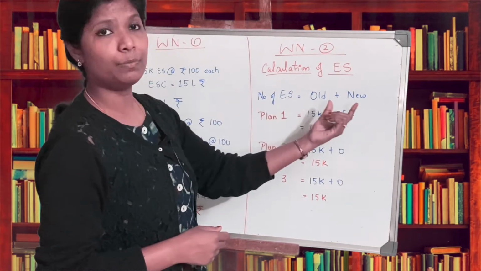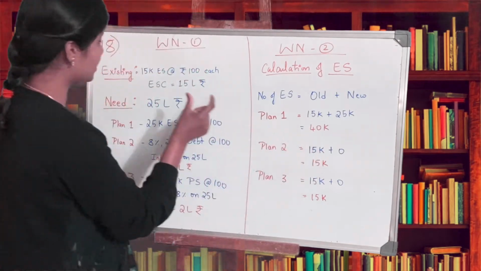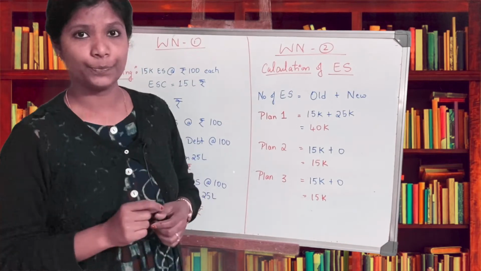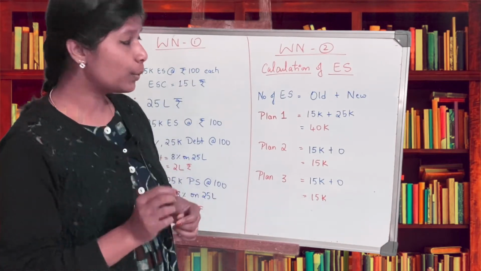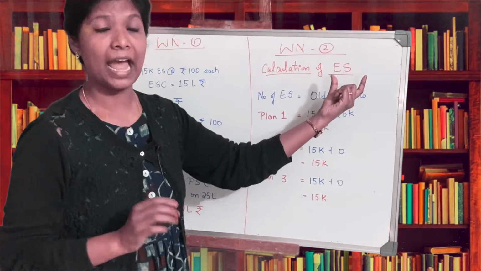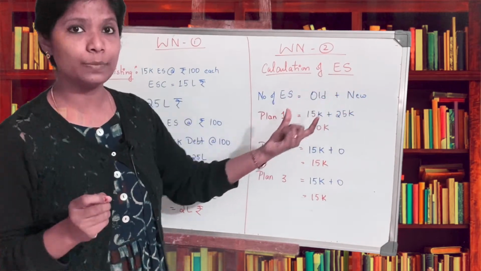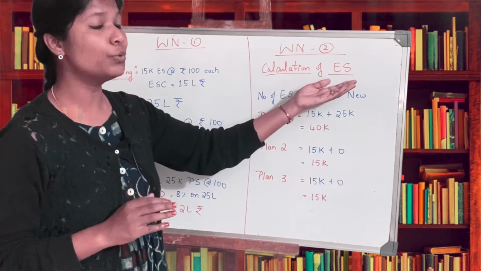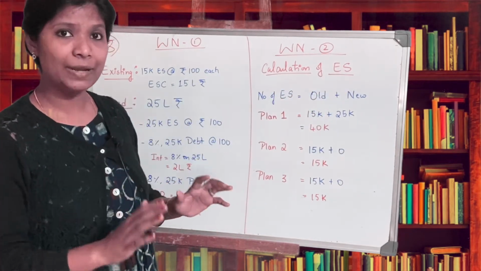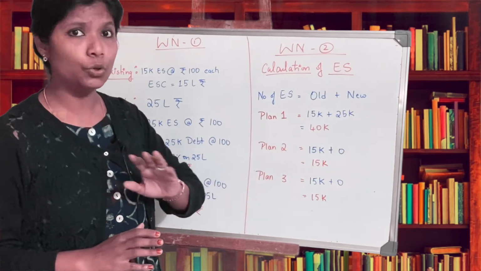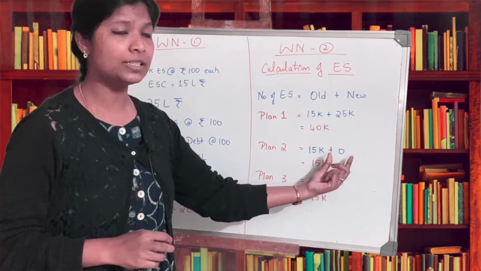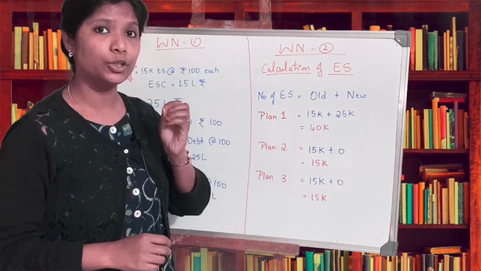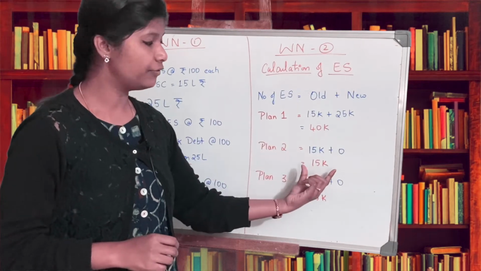Plan 2, again old plus new. So the old is not going to change, still 15,000 equity shares. Under the new plan it is 0. Please note this point. We are calculating what? Equity shares and not number of debentures. Please don't be quick to write 25,000 here. I am only talking about new equity shares. So under plan 2 it's completely debenture, no equity. Therefore the value is 0. So old will remain as it is. So under plan 2 the total number of equity shares are 15,000.